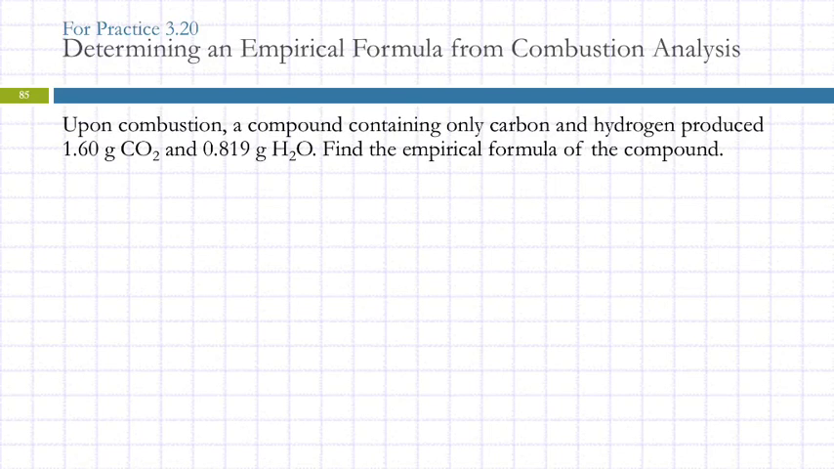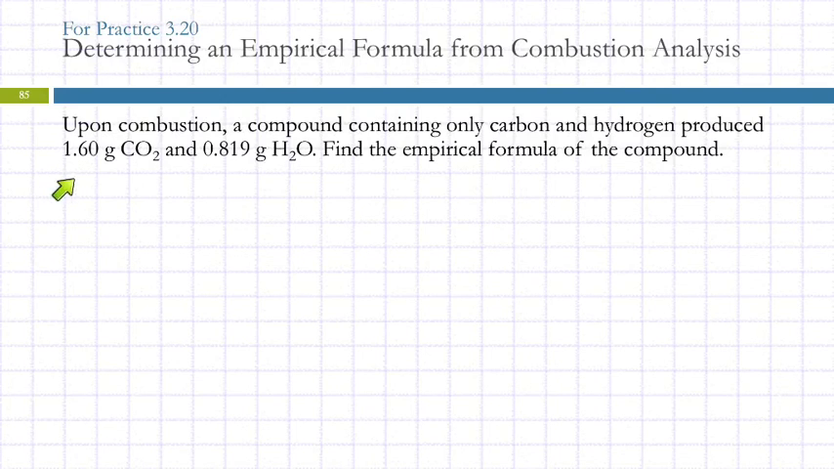So here's an example problem. Upon combustion, a compound containing only carbon and hydrogen produced 1.60 grams of CO2 and 0.819 grams of water. Find the empirical formula of the compound. To find the empirical formula, we need the masses of each element. This one only has two elements, carbon and hydrogen.